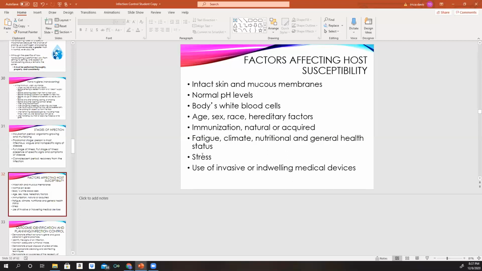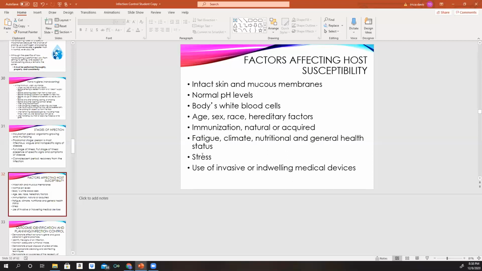Then we have the age, sex, and race and heredity, which influence susceptibility. Neonates and older adults appear to be more vulnerable to infection, okay? Immunization, if you acquired it through a vaccine or naturally, acts to resist infection. Then your level of fatigue, your nutritional and your general health status, the presence of pre-existing illnesses, previous or current treatments, and certain medications all play a crucial part in susceptibility of a potential host.